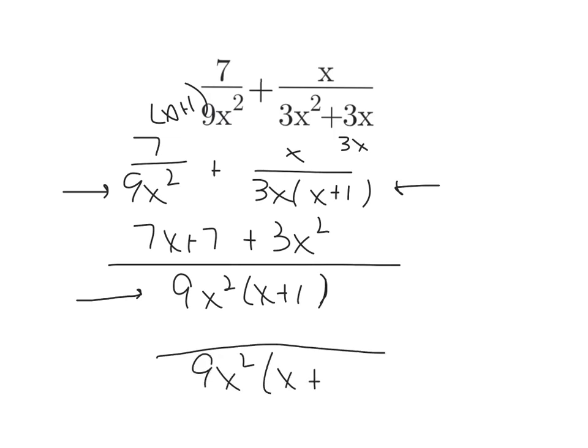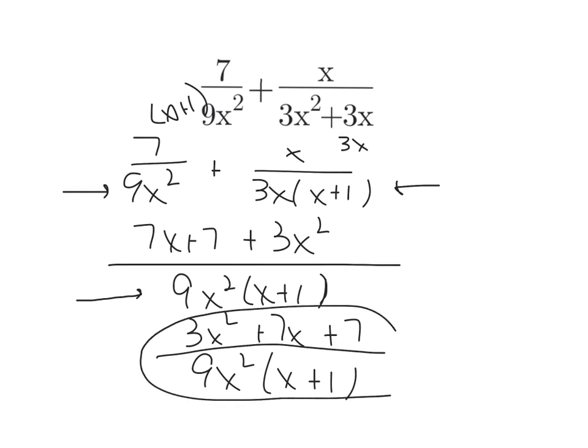That's a very crooked fraction bar. Times x plus 1. And my numerator, I'm going to put it in the right order. Put it from greatest degree to least degree: 3x squared plus 7x plus 7. Now, you do need to look at your numerator, and if you can factor that, maybe factor it to see if anything cancels, see if you can simplify it at all. But that one doesn't. That's as far as you can go. So this right here would be your sum after you add.